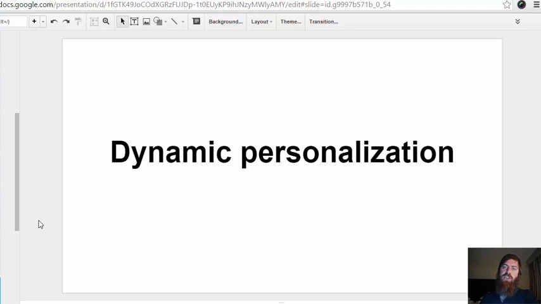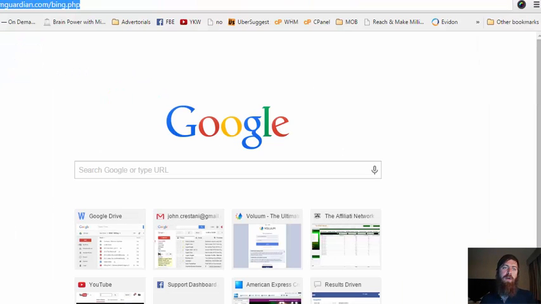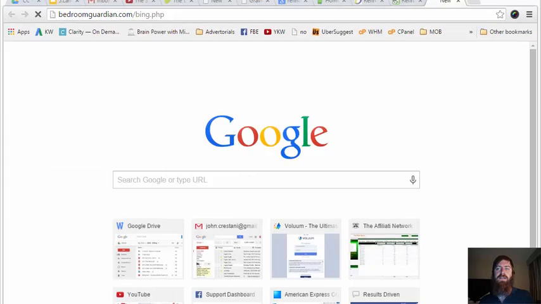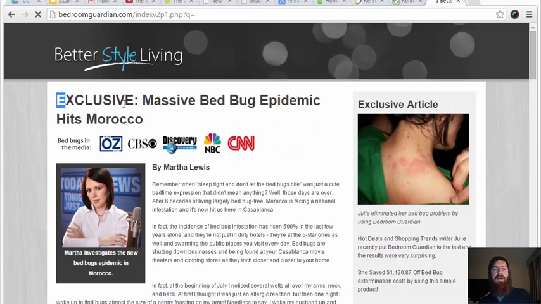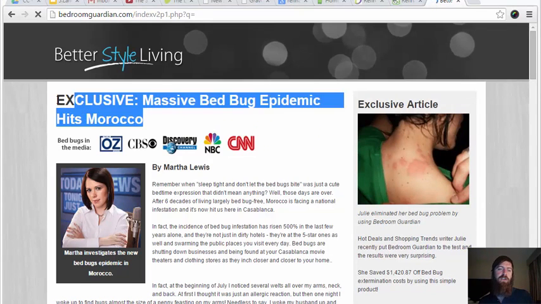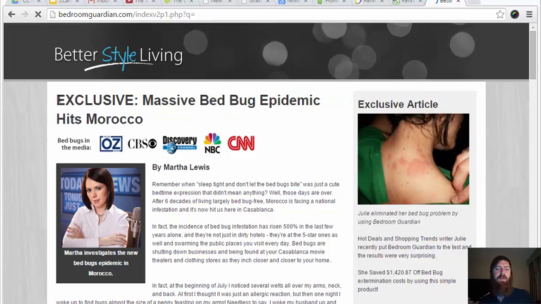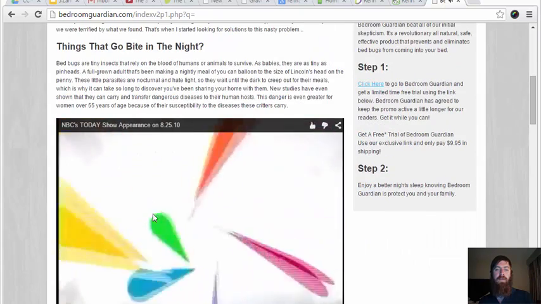Dynamic personalization. So going back to my bedbug product example, we sell this worldwide. We don't actively pursue countries like Morocco, but this is dynamic personalization. No matter what country you are in, it's going to say massive bedbug epidemic hits Canada, hits New Zealand, hits Australia.